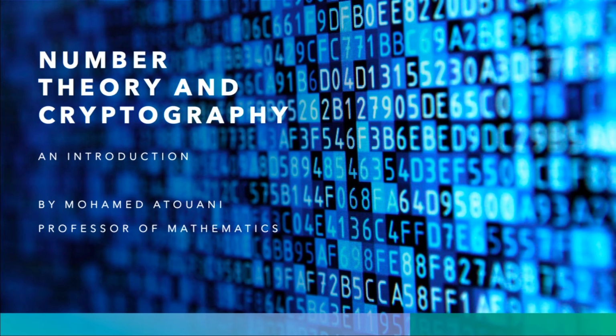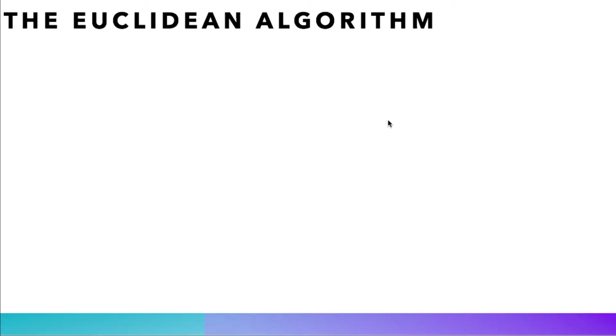Hello everyone and welcome to lecture 4 about integers, in which we will explore the famous Euclidean algorithm and we will see why and how it works. We've seen in the previous lecture that prime numbers are the building blocks of positive integers because any of them is a product of primes.